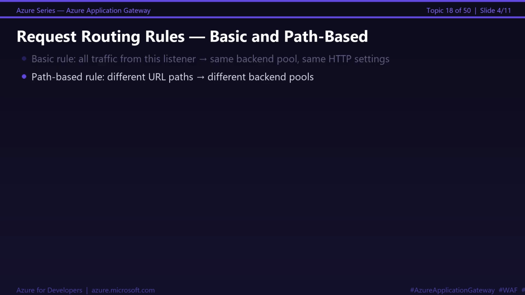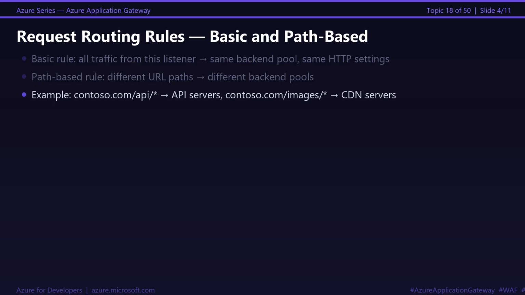One gateway. One domain. For completely separate backend services. And your users never know. They just hit contoso.com. This is how you build a clean microservices API gateway without managing a separate routing layer. Application Gateway handles it all.